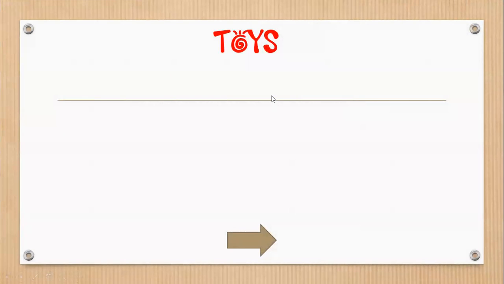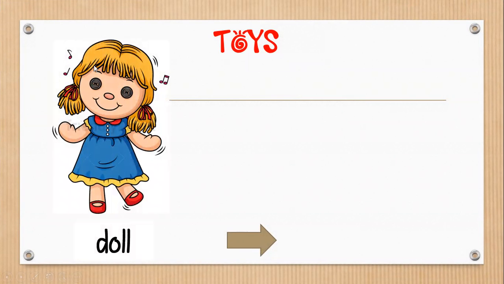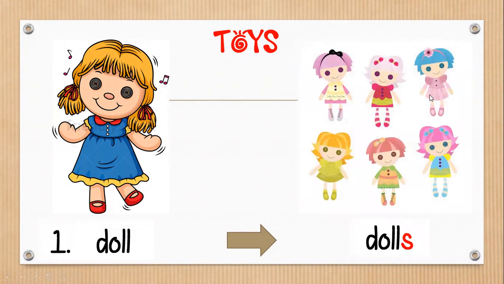First, we are going to see the new vocabulary. As you can see here in this picture, this is a doll. On the other side, there are many dolls. How many? 1, 2, 3, 4, 5, 6. 6 dolls. This is singular. And on the other side here we have plural. Doll, dolls.